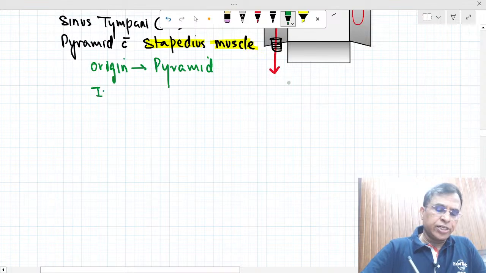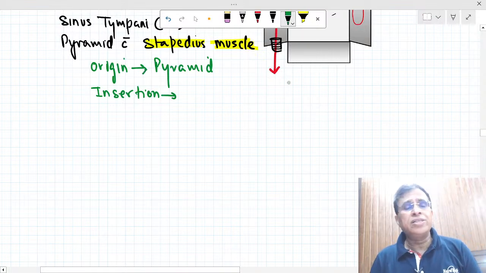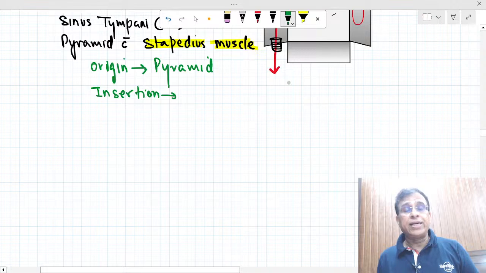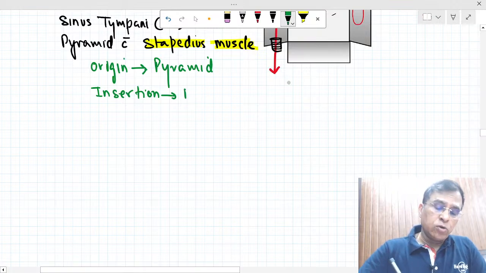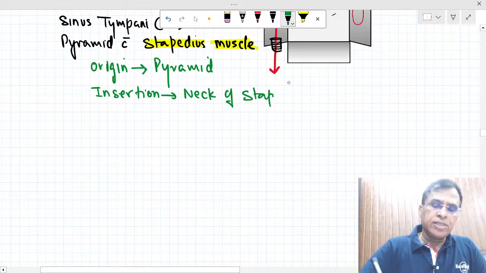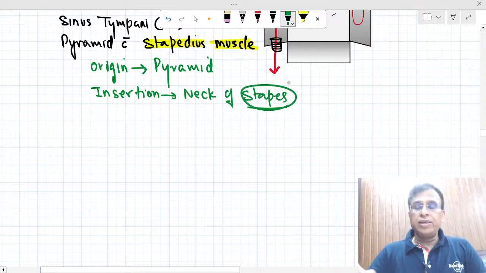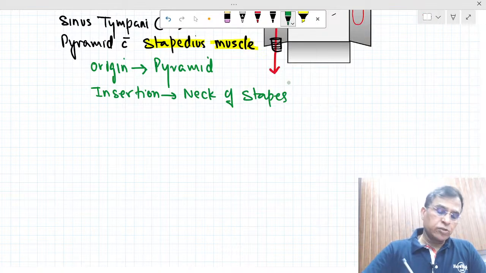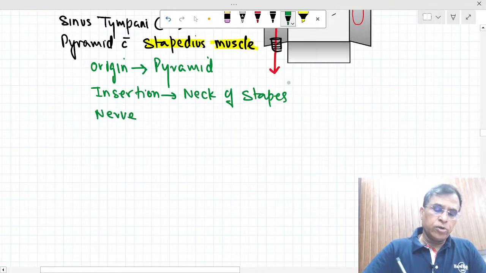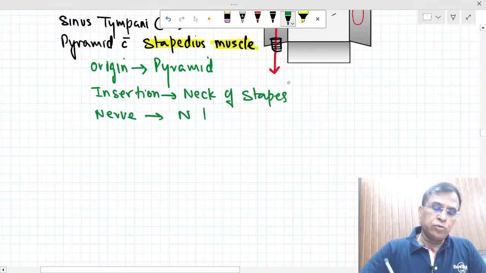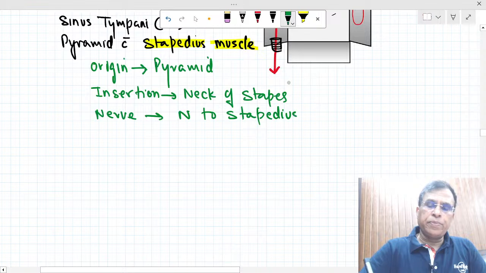Where is it inserted? Where is the insertion of the stapedius muscle? Why do you think this muscle is called stapedius? Why is the name like that? Because it is inserted into the neck of the stapes. Stapes also has a neck, and because it is related to stapes, the name comes from there. If I ask you the nerve supply, I have already told you the nerve is nerve to stapedius, and this nerve to stapedius is a branch of the 7th nerve.